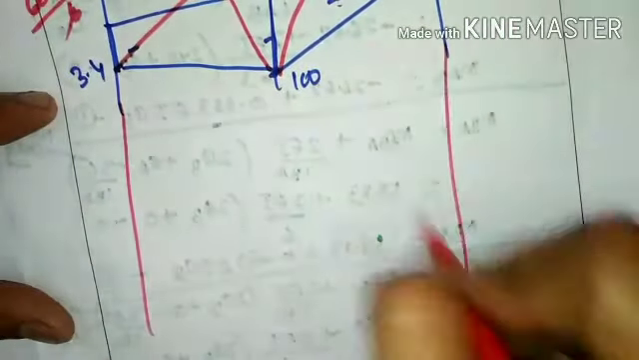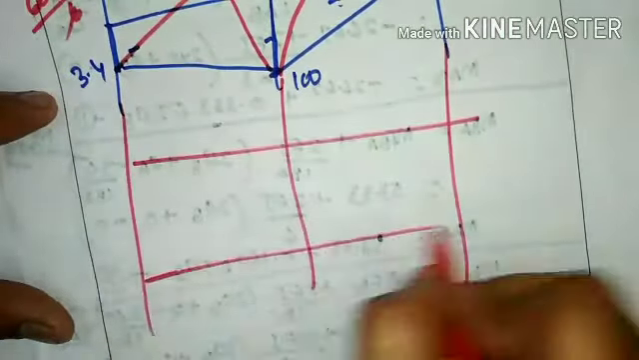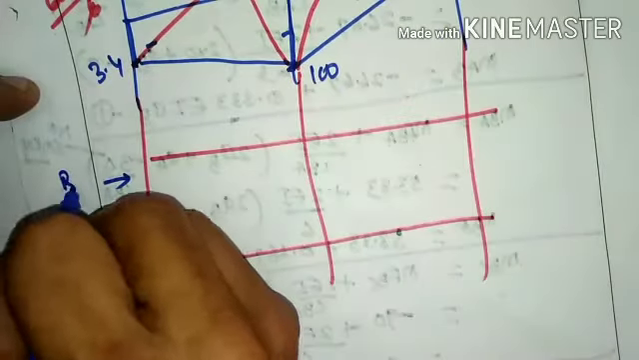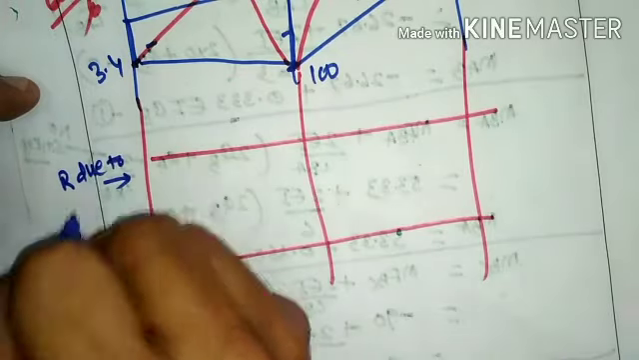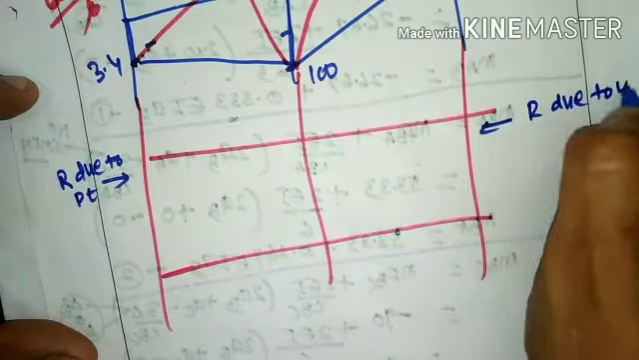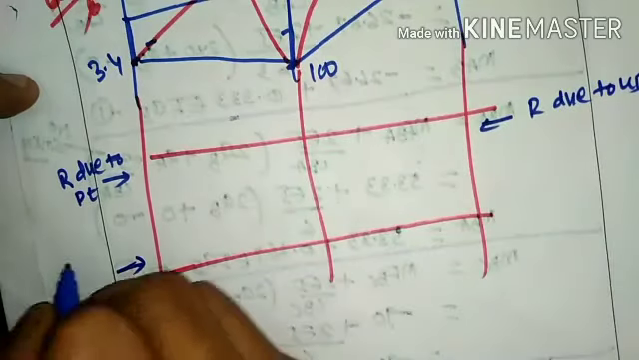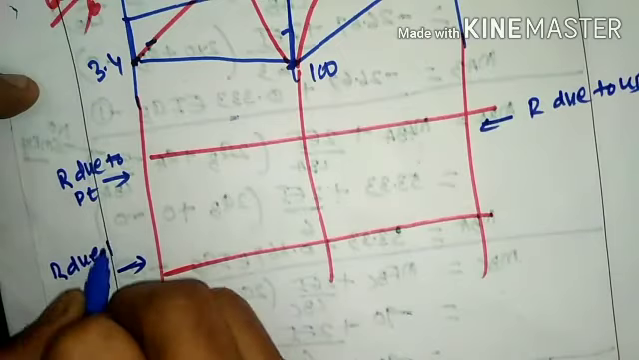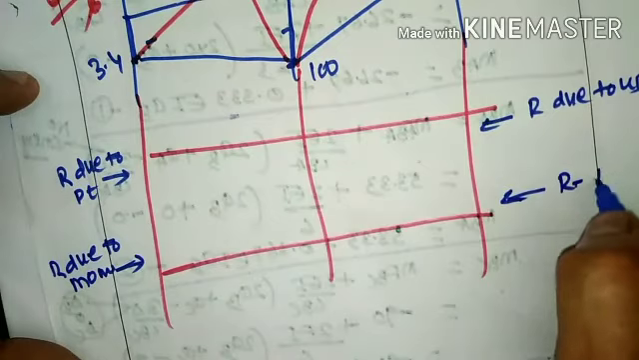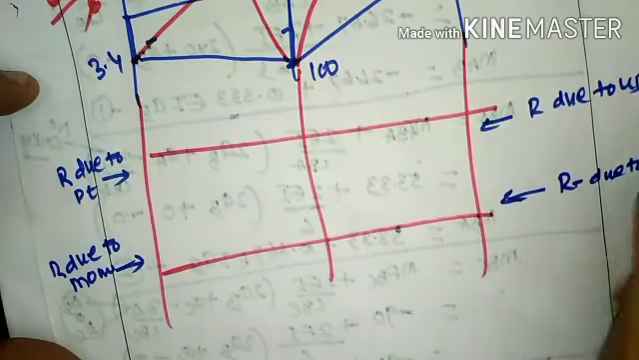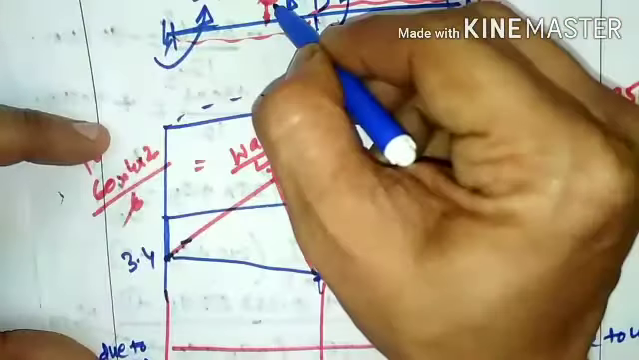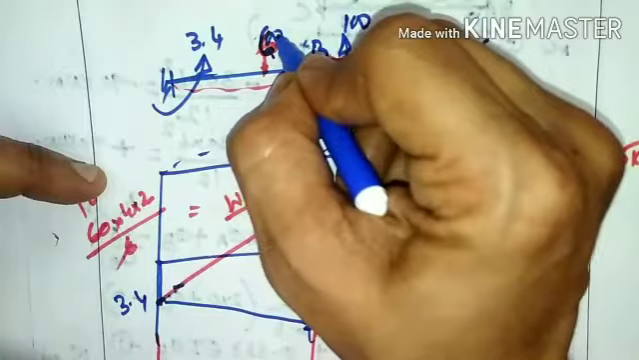To draw this shear force diagram, we are going to find out the reaction twice. First reaction will be the reaction due to point load, and here it will be reaction due to UDL. Next line will be reaction due to moment. Similarly, here it will be reaction due to moment. Now here it is a point load of magnitude 60.